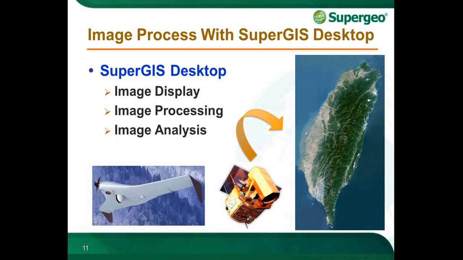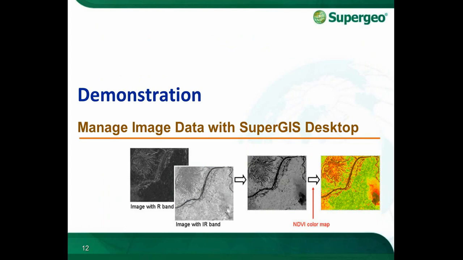Here we're going to talk about image processing with SuperGIS Desktop. SuperGIS Desktop is a very powerful and easy to use GIS desktop product, in which, in the field of image dataset processing, we can do image display, processing, and analysis. Both aerial photos and satellite images can be processed in a very easy way. So please, let's move on to the demonstration part.